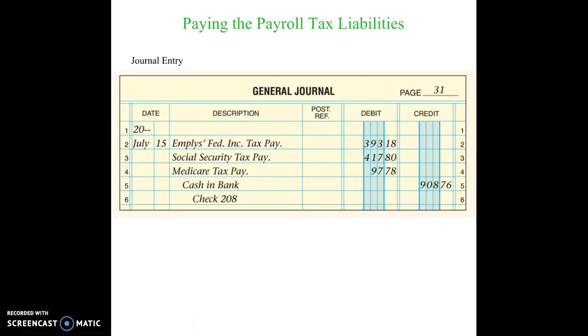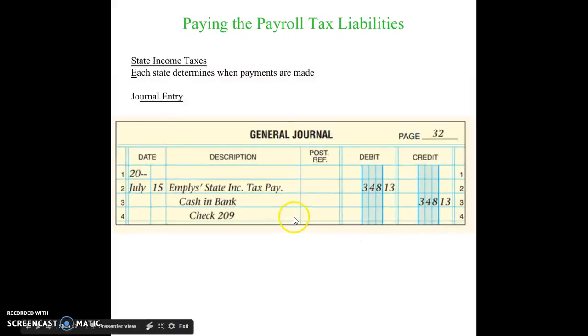So when we pay back the liabilities, we simply are going to debit each liability for the amount that is owed. In this case, July 15th, we are recording payment of tax liabilities for employee federal income tax, Social Security tax, and Medicare tax, and that is being paid by check out of our cash account, check 208 for $908.76. So a basic cash transaction, a compound transaction, paying off liabilities.